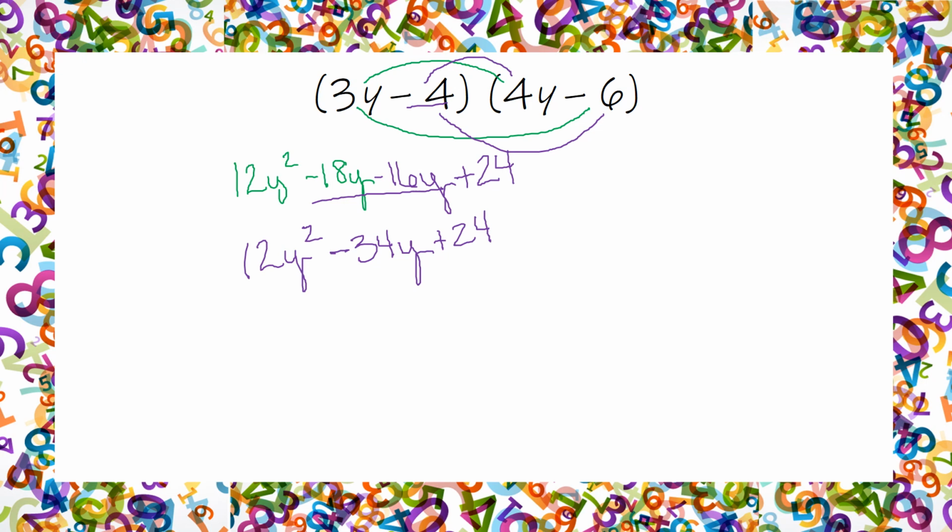This is often called the FOIL method. F is the first terms, so the first terms, 3y and 4y, that's what we multiplied first. O is the outer terms, that's 3y and negative 6. I is the inner terms, that'd be negative 4 and 4y. And then L is the last terms, and that's the last term in each set of parentheses. So negative 4 times negative 6. That's just so you don't forget any of those multiplications.